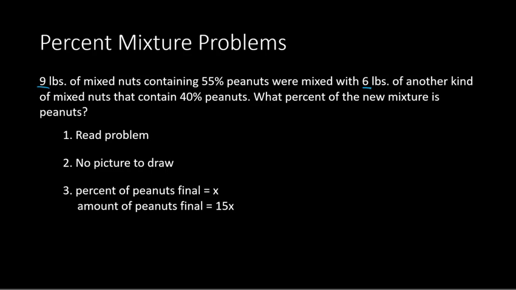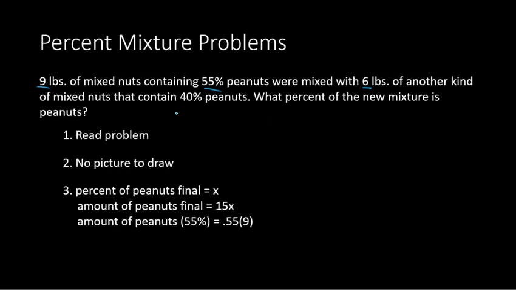So your thought process is going to be putting this all together, where you want the amount of peanuts in each type of mix added together to give you the amount of peanuts in the final mixture. So if you look at the 9-pound mix here, that has 55% peanuts. If we do 9 times 55%, so 0.55 times 9, that gives you the amount of peanuts within that mixture. So we see that typed up right here.